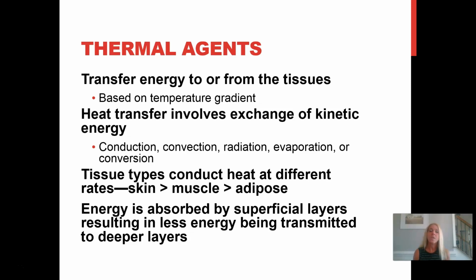And as we go through the different types of modalities, we'll talk about what type of energy is exchanged with those. Tissue types are going to conduct heat differently. So skin is going to conduct heat relatively easily. Muscle will absorb heat relatively easily. Adipose or fat is going to serve as an insulator when it comes to heat in most of the thermal modalities that we talk about in this particular chapter.